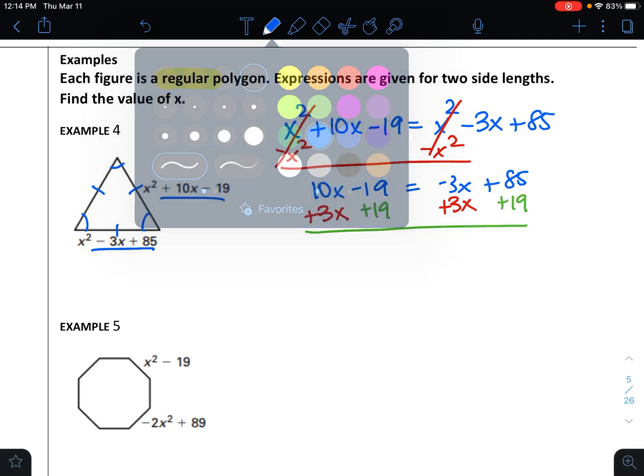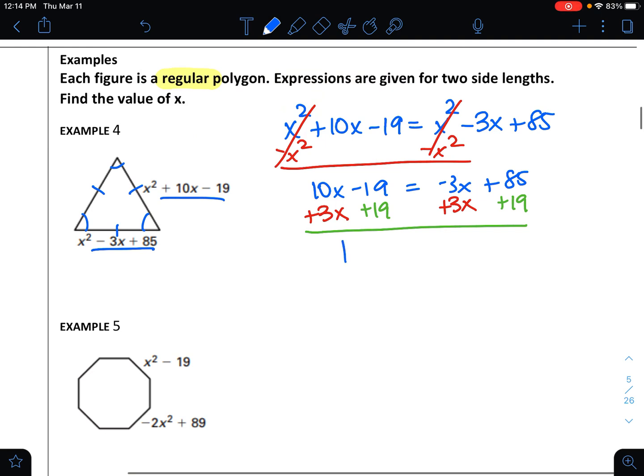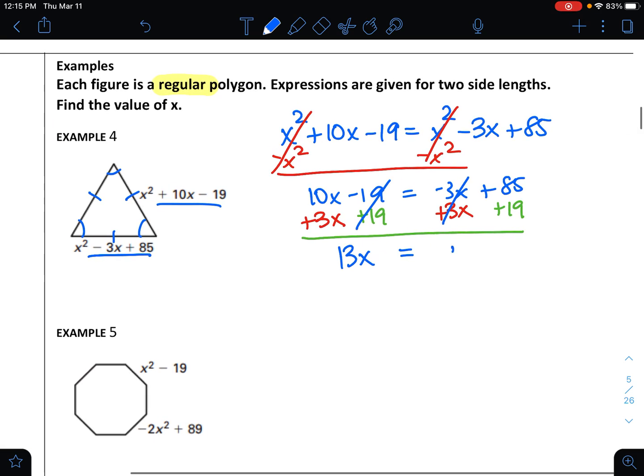Okay, and so when I do that, 10 plus 3 is 13x. These two add up to 0. These two are adding up to 0. And then 85 and 19 is going to give me 104.